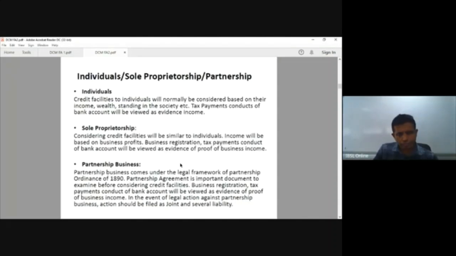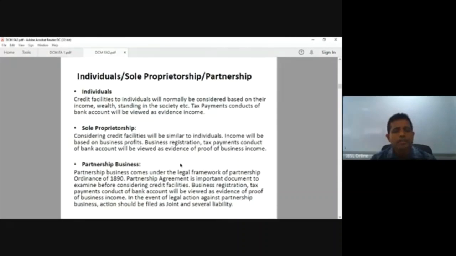If you take individuals, sole proprietorships and partnerships, these are the basic assessments that you take into account in order to determine the repayment capacity of that particular individual or entity. First, we take the individuals. Credit facilities to individuals will normally be considered based on their income, right?